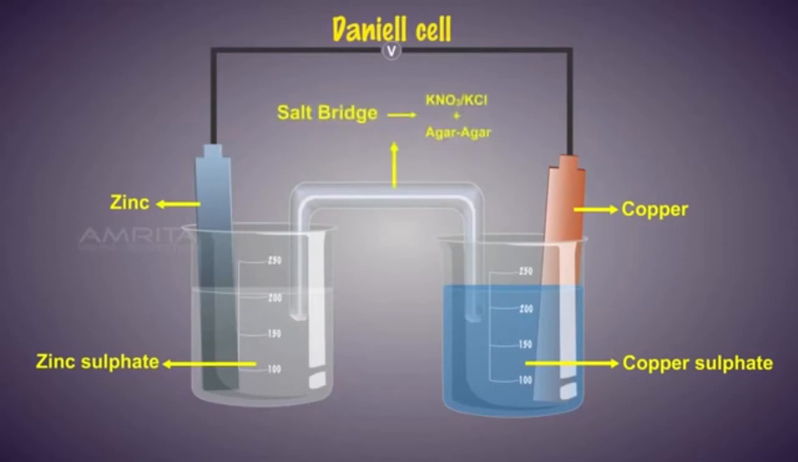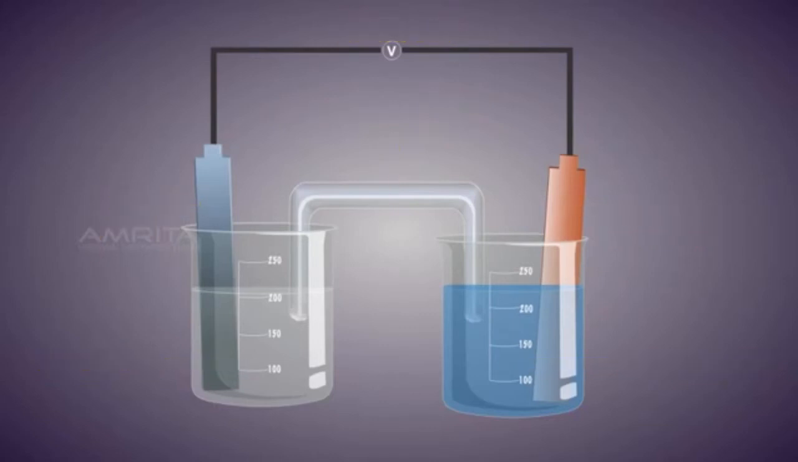The two half cells are connected through a salt bridge, which is an inverted U-tube filled with a saturated solution of an inert electrolyte containing agar-agar. Here, zinc acts as the anode and copper acts as the cathode. At the anode, zinc undergoes oxidation to form zinc ions, which pass into the solution, and electrons.